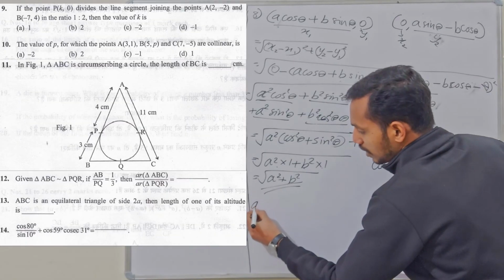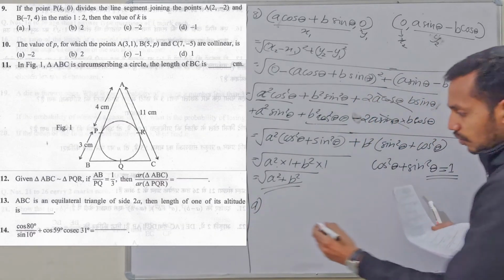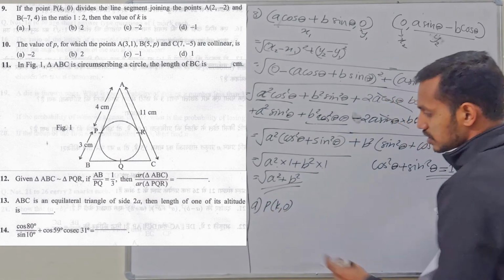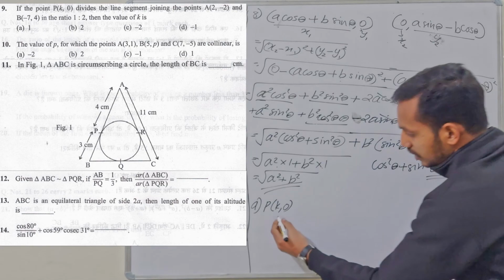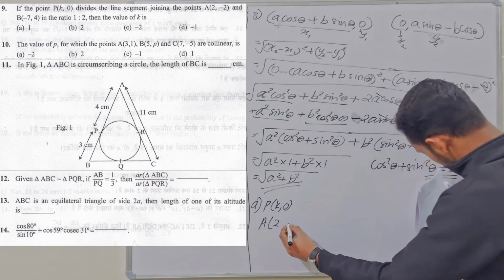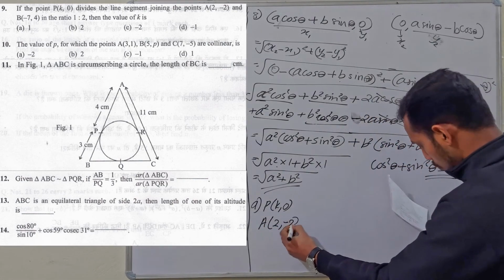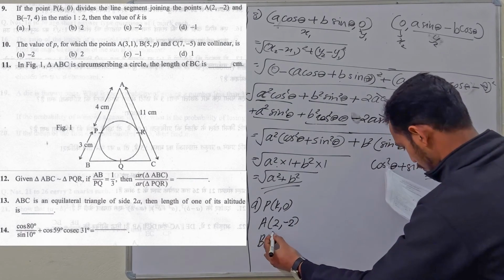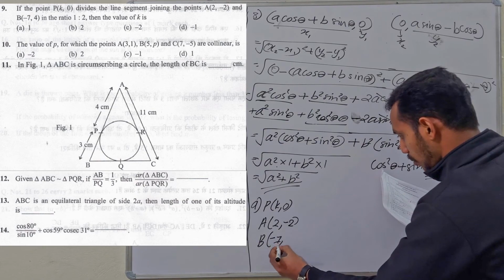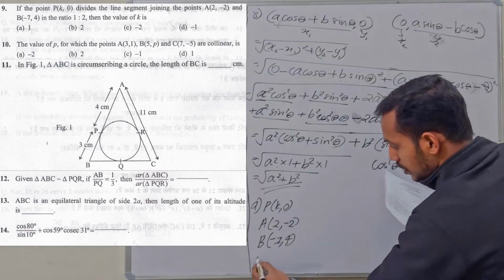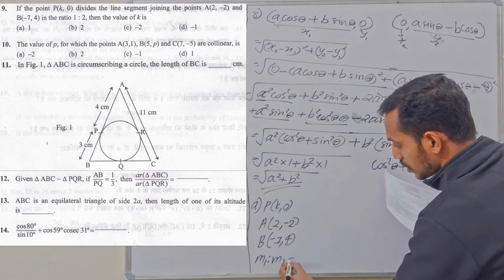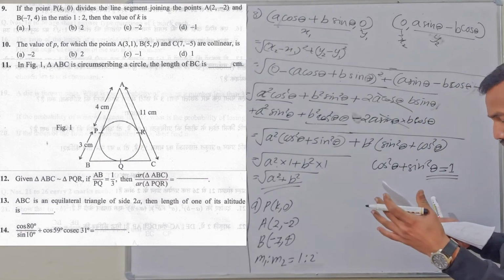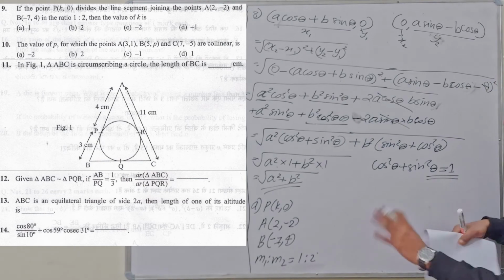In question number 9, it is given that the point P(k, 0) is dividing the line segment joining the points A(2, -2) and B(-7, 4) in the ratio m1 is to m2 is equal to 1 is to 2. These are the quantities given. We have to find the value of k.